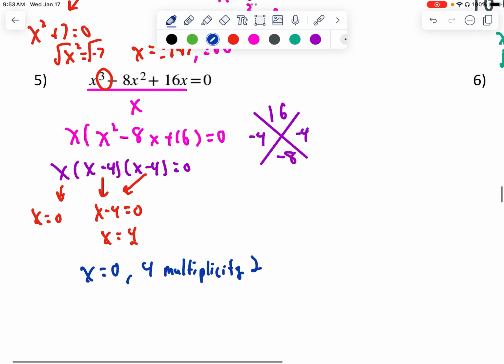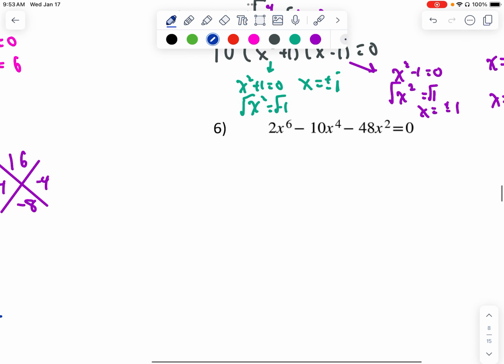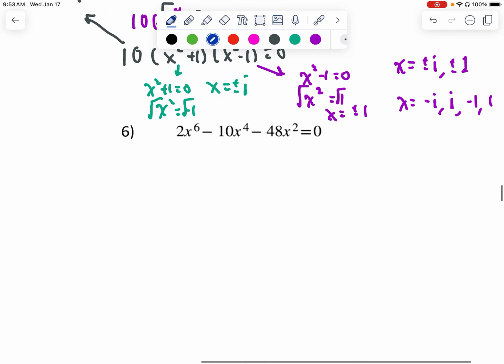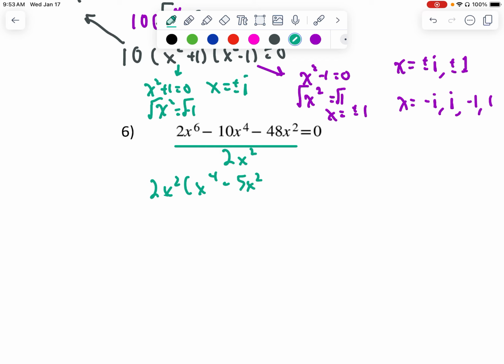Last one on this page, we have number 6, 2x to the power of 6 minus 10x to the power of 4 minus 48x squared equals 0. Just like with a lot of these problems, we do have a GCF that we can factor out that's going to make this problem a whole lot easier. We can factor out a 2x squared. When we get that divided out, we are left with x to the power of 4 minus 5x squared minus 24.